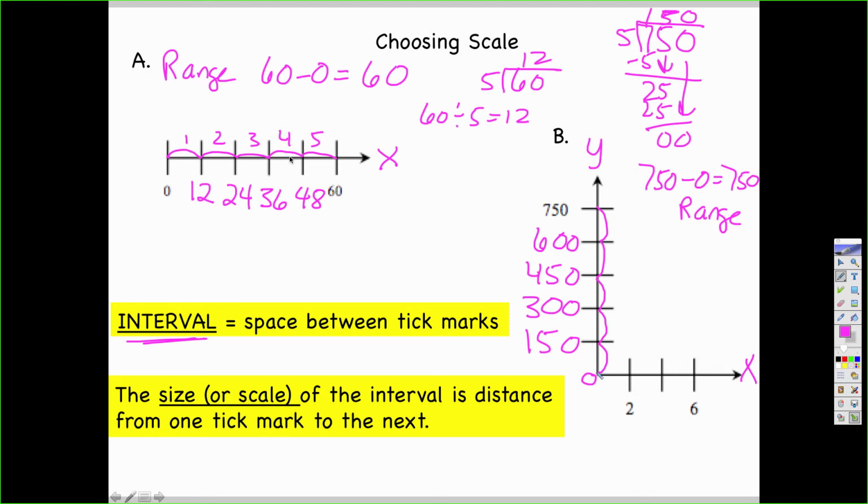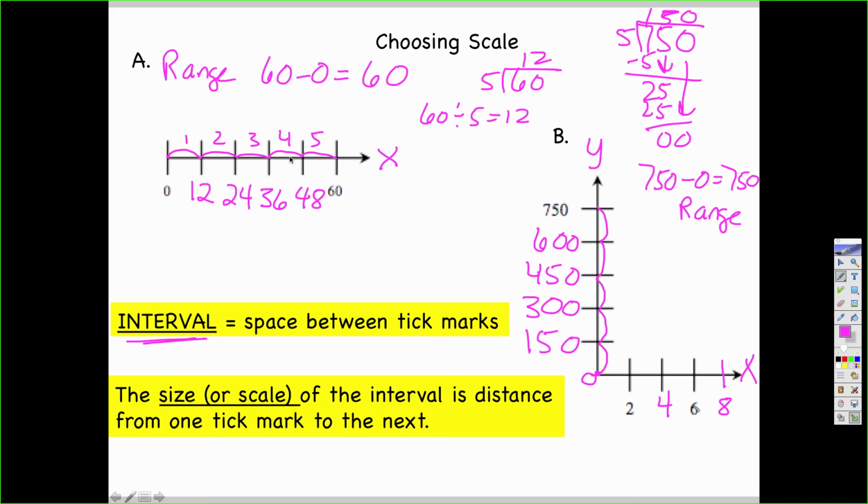Okay, when I look at the x-axis, we start at 0, and we already know the size of the interval is 2. So here, all I need to do is 2 plus 2, and here's the 4. Okay. And if they wanted me to fill in the next one, that would be 8. So it's going by 2s, the scale.